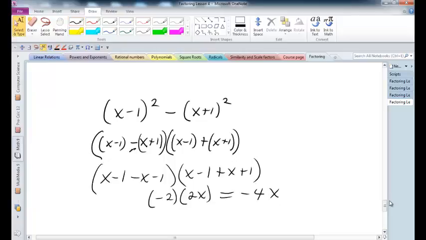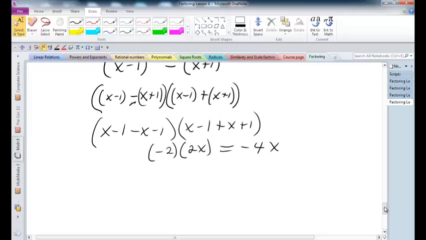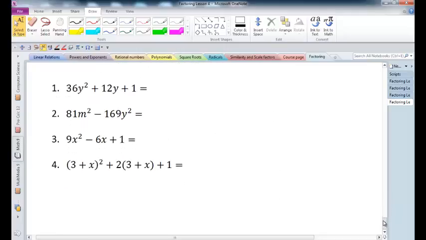All right, those are our 3 special products to factor. Here's a few to try on your own, and the answers are on the notes sheet.